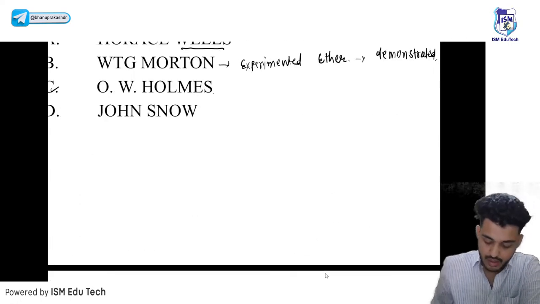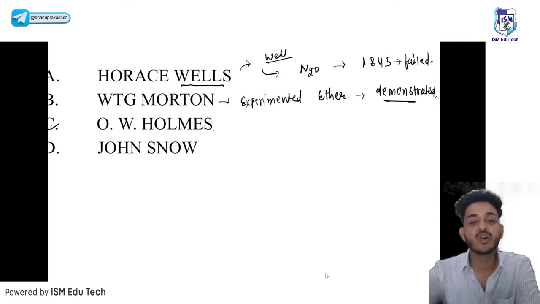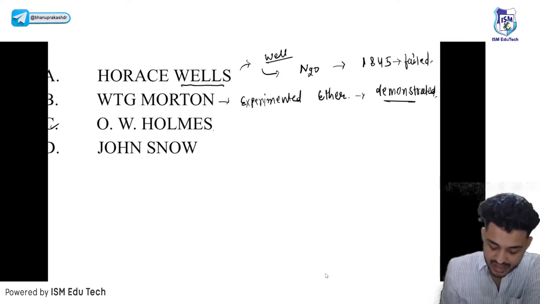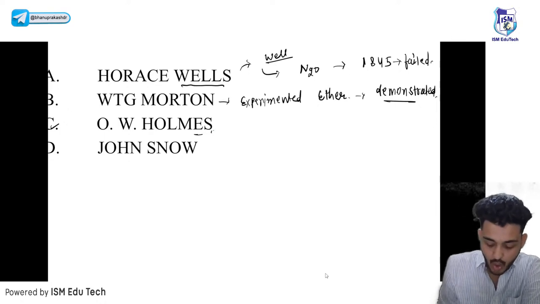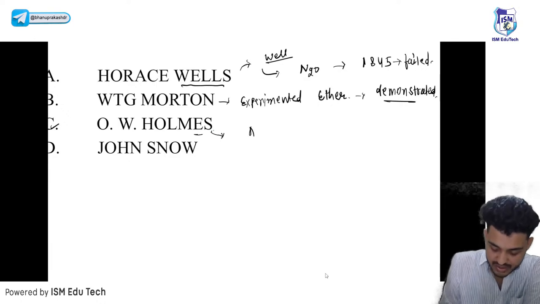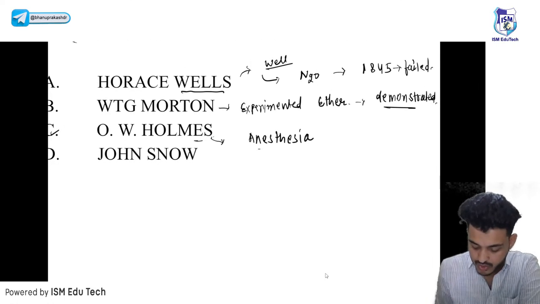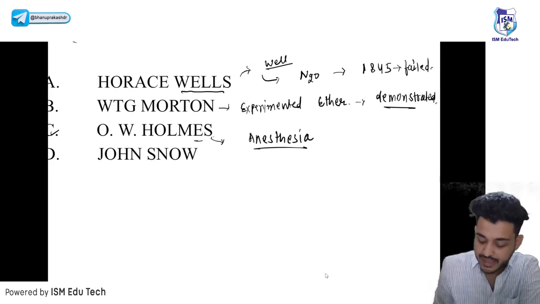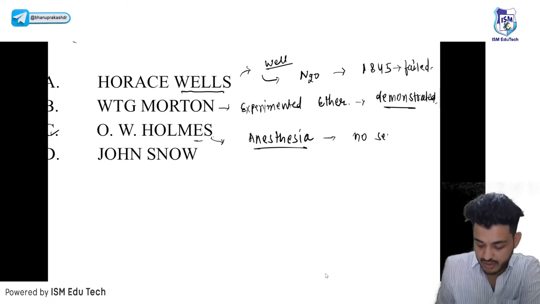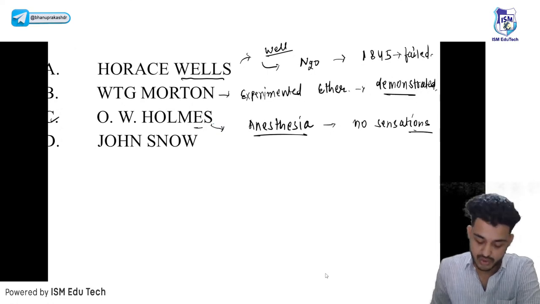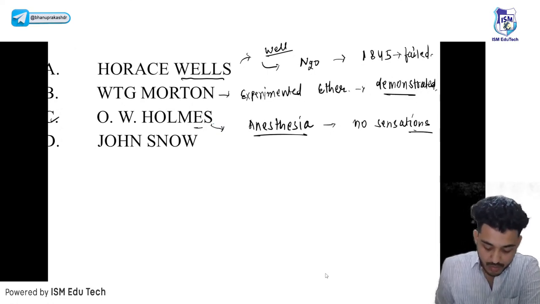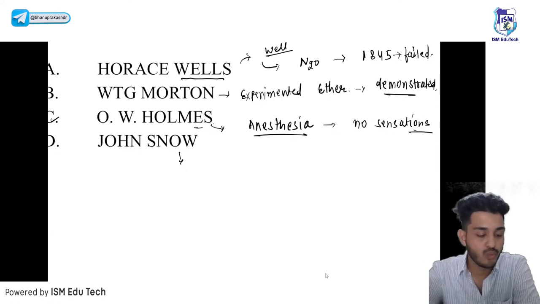While he was demonstrating the anesthesia, there was another scientist standing there. His name was Oliver Wendell Holmes. He saw it and gave the term anesthesia. The meaning of anesthesia is no sensation. Then one more scientist is left, that is John Snow. What do you know about John Snow? Anyone?